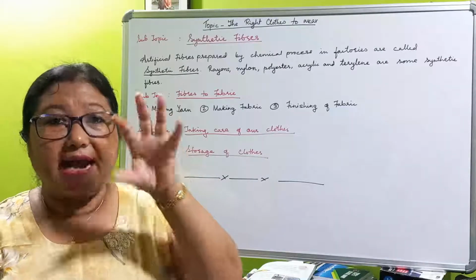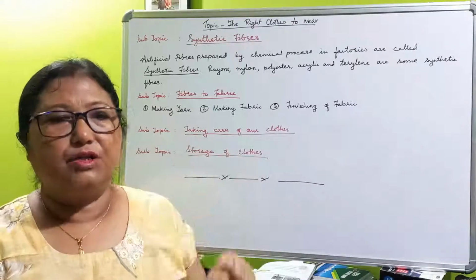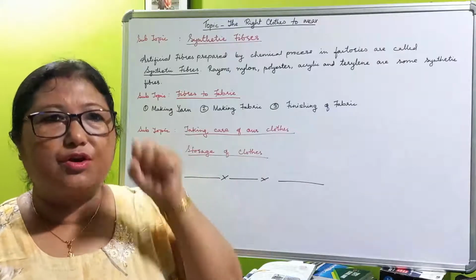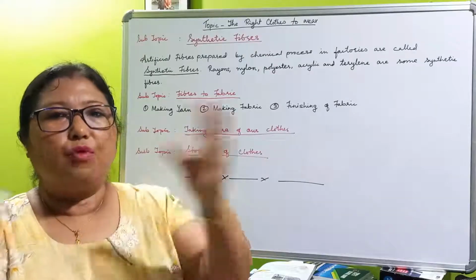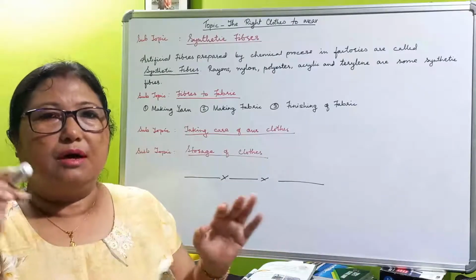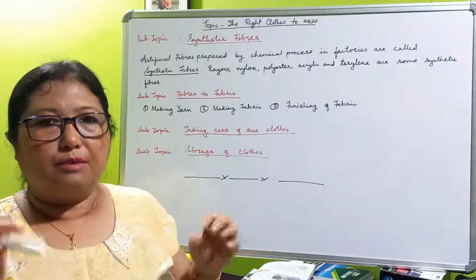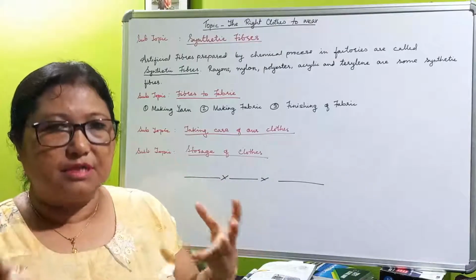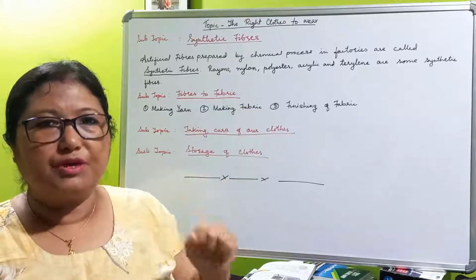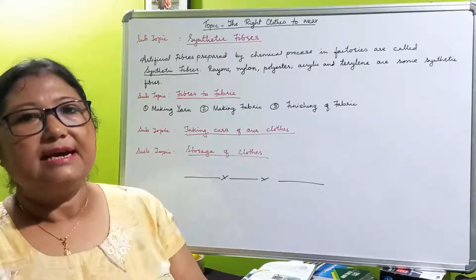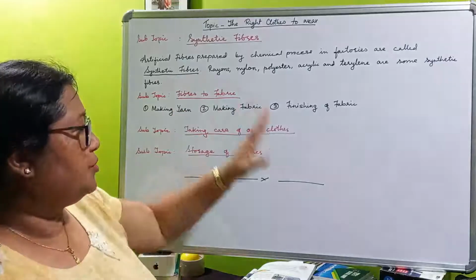Sometimes rats are also very good at destroying clothes, isn't it? They love to cut the clothes. So you have to avoid all these things. You have to put some naphthalene balls or some perfume, scented sprays and all. You have to keep your clothes neat and tidy. Children, in this way you take care of your clothes.